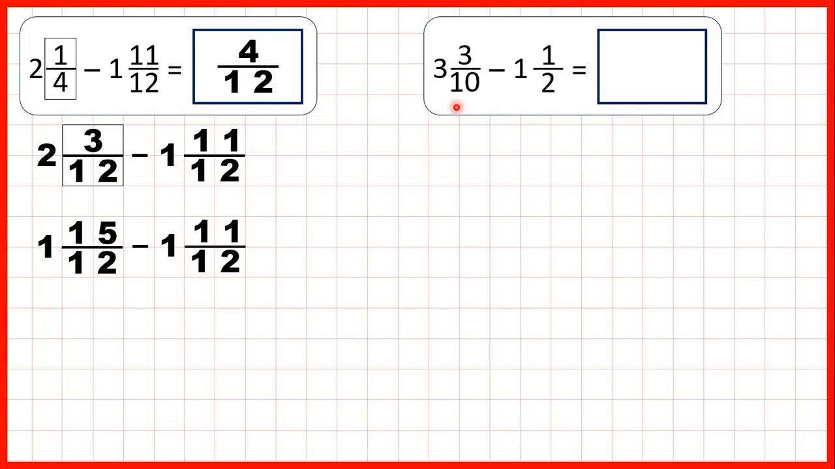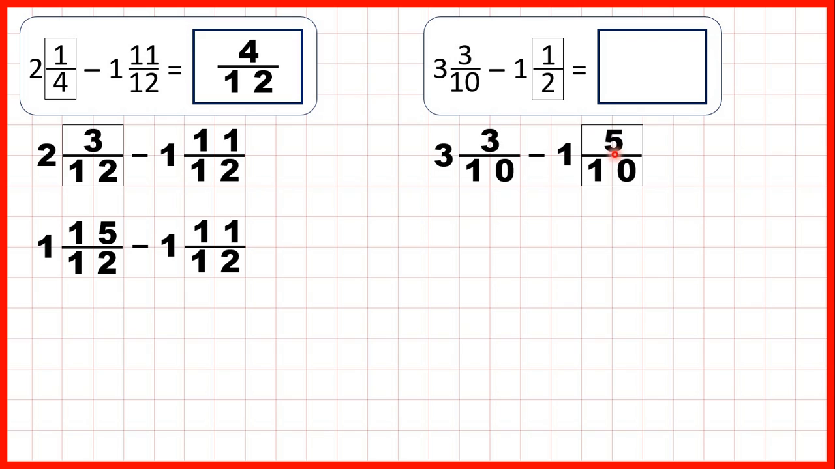Now we have 3 and 3/10 minus 1 and a half. Again, we need to make the denominators the same, so we need to find a fraction equivalent to 1/2 which has a denominator of 10. So we can rewrite our question as 3 and 3/10 minus 1 and 5/10. That's equivalent to a half because 2 times 5 is 10 and 1 times 5 is 5.